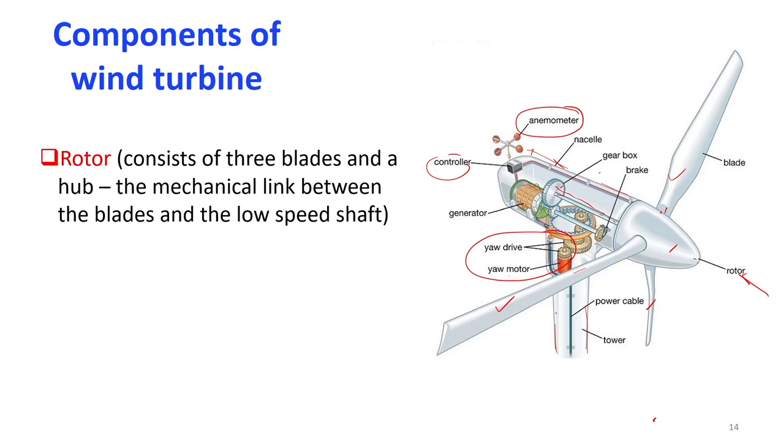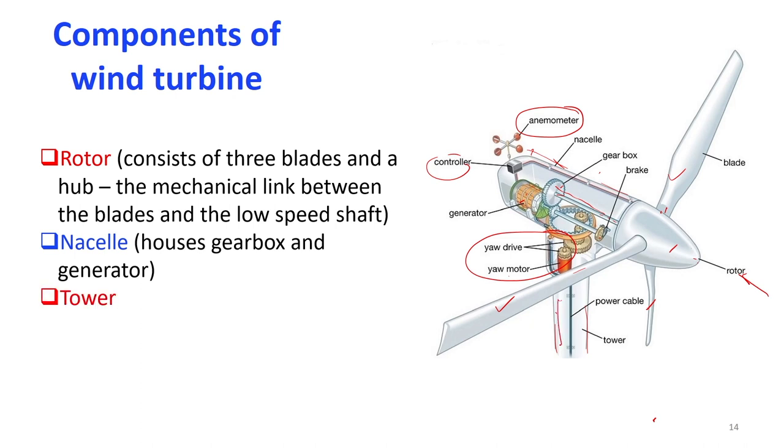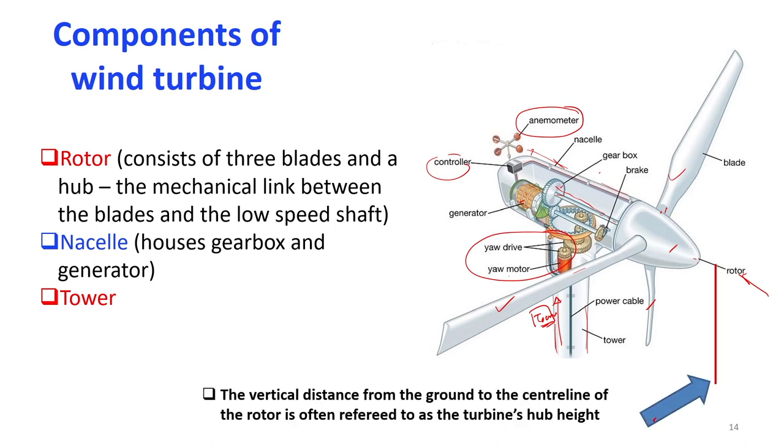Because what happens, this hub is connected with the low speed shaft. Okay. Then it will go to the gearbox, and from there, the high speed shaft will be connected with the generator. Then nacelle, it houses the gearbox and the generator. This is the generator. Okay. And we will have this tower. Okay. It may be steel or some other material.